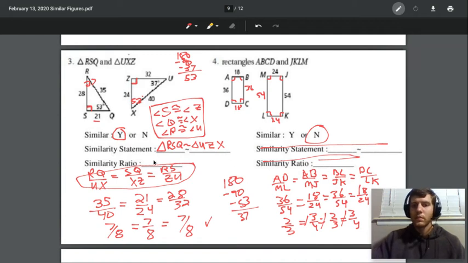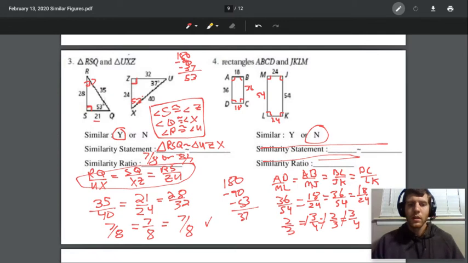Okay, we missed the similarity ratio over here. That's just going to be the value here. So 7/8, right? So this one is 7/8. The smaller one is 7/8 the size of the bigger one. Or you could say the bigger one is 8/7 the size of the smaller one.